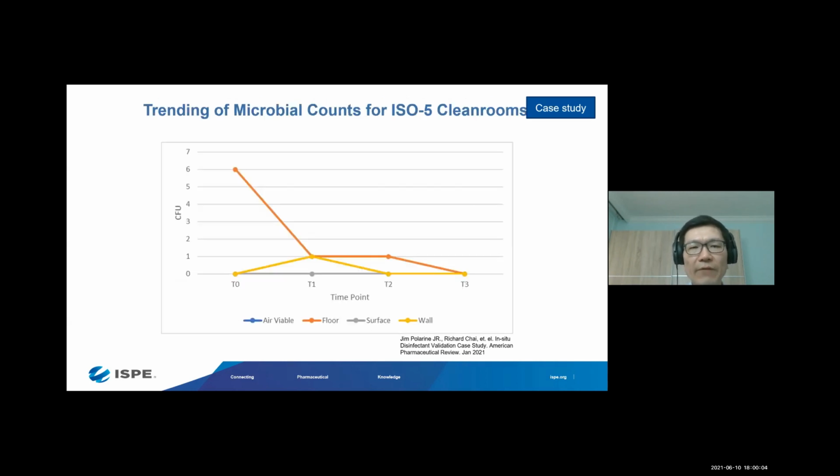This is a graphical depiction of the trend. It's a very low count basically. Starting at 6, as you can see, for the floor after the application at each time point, there's a downward trend. And in the end, it's all 0 counts for the ISO 5 clean rooms. This is typically expected because an ISO 5 clean room is a very clean area. So next.